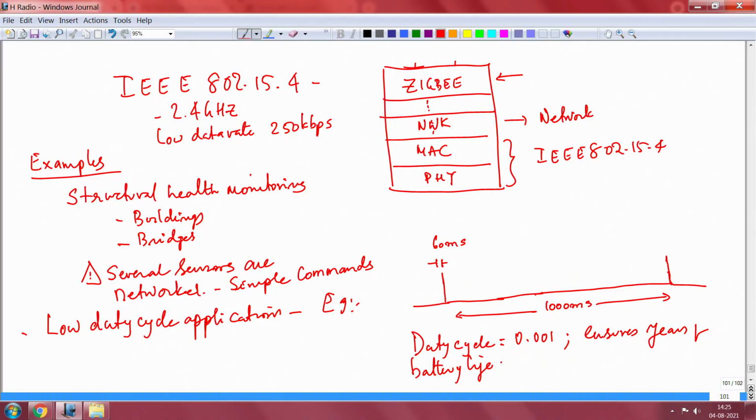Now, these are essentially very low duty cycle applications, extremely low duty cycle. Let me give you an example. Here I have taken that a ZigBee node remains on for a 60 millisecond period, acquires some data, does a transmission, and again goes back to sleep for the remaining time, which means every second it is awake for just 60 milliseconds, after which it goes back to sleep. So, you will really get good lifetime if you build systems like what I mentioned now.